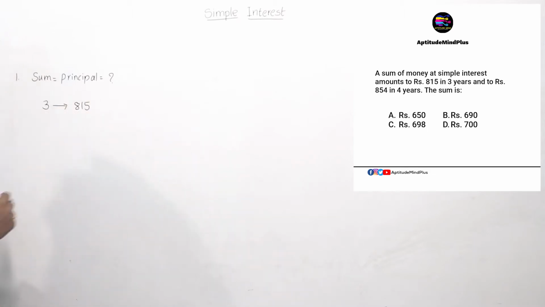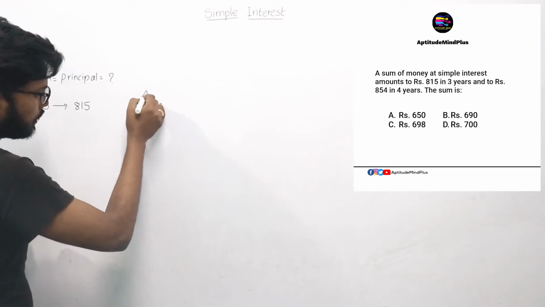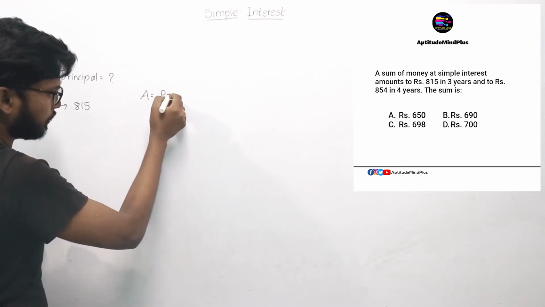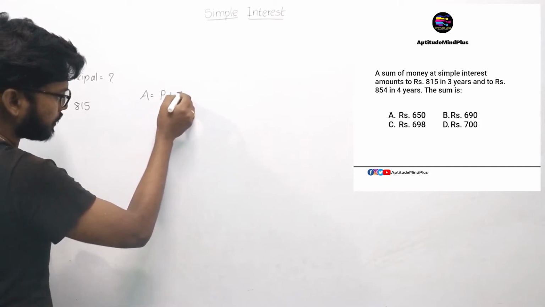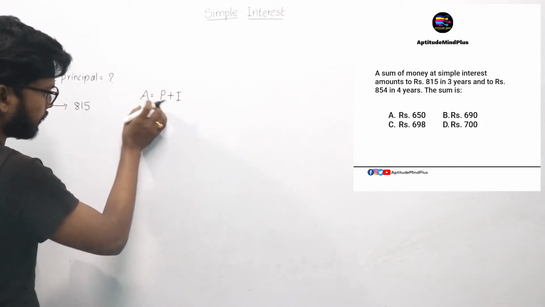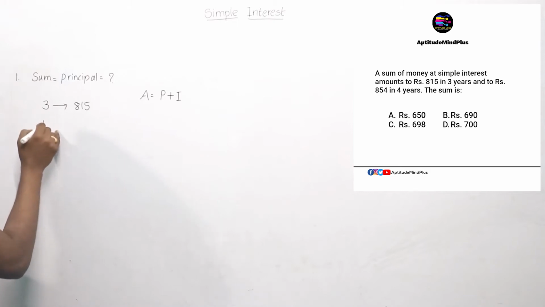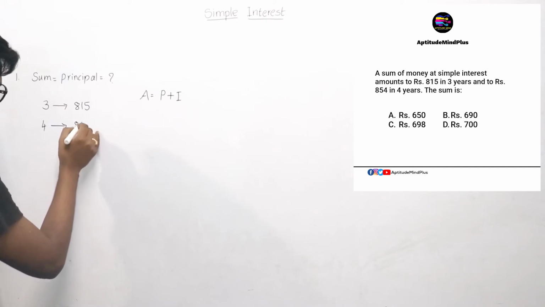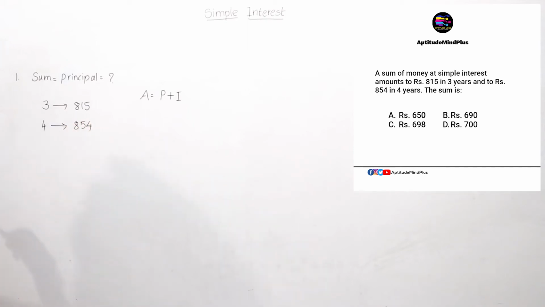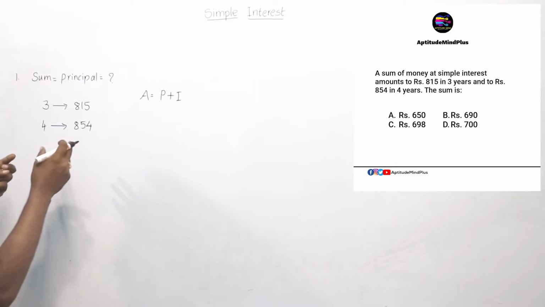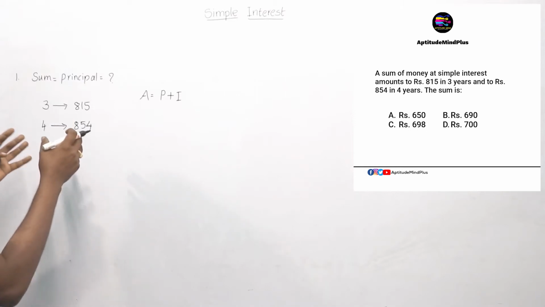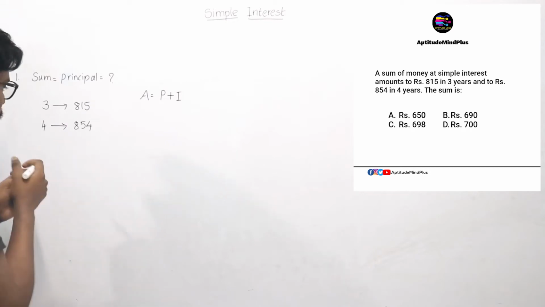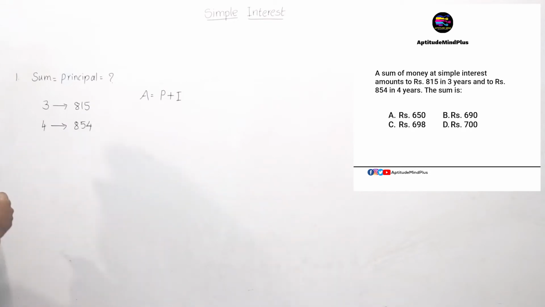So remember, the total amount paid will be the principal amount which we have taken plus interest, right? This will be the total amount paid. For 4 years the amount paid was 854. Here we don't have the rate of interest and the principal amount, so we have two unknowns.